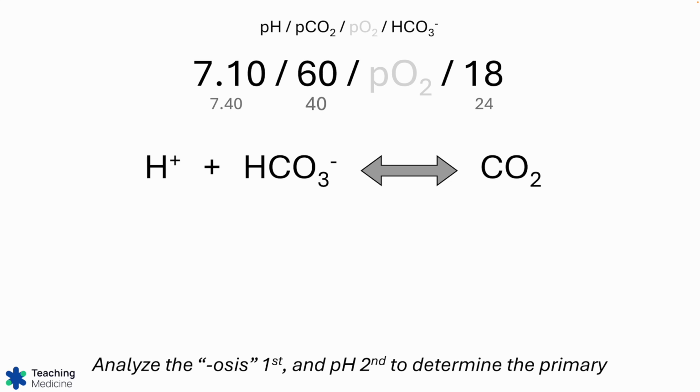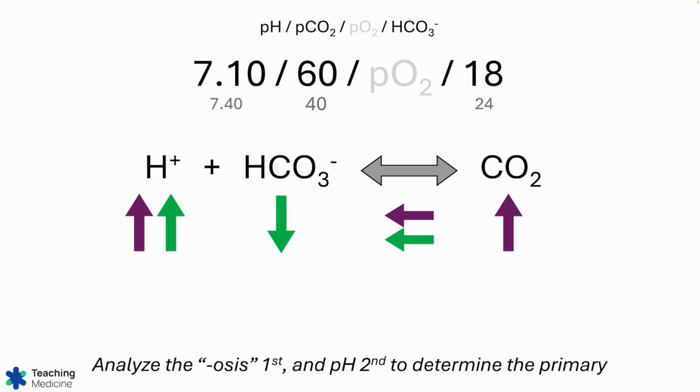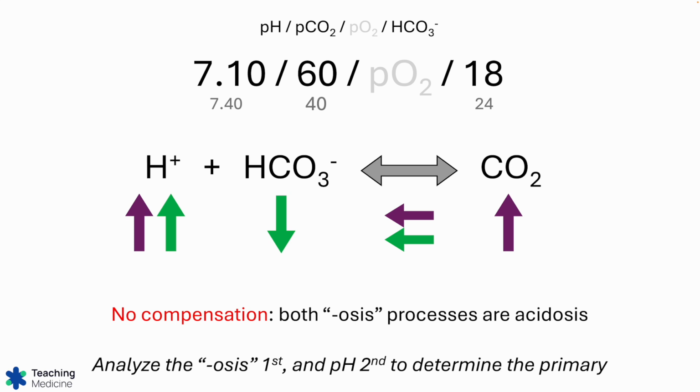Here we have another example, pH 7.10, CO2 of 60, bicarb of 18. CO2 is elevated, shift left, increase the hydrogen ion concentration. Bicarb is down, also shift left, also increase hydrogen ion concentration. In this example, there is no compensation because both the metabolic and respiratory osis processes are acidosis. So they're not the opposite, they're both driving the acidemia.